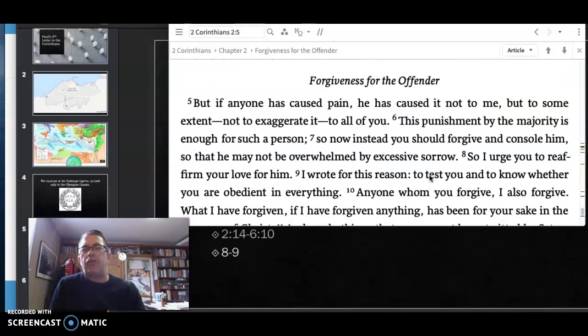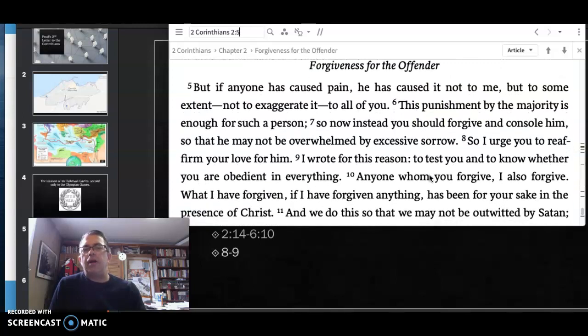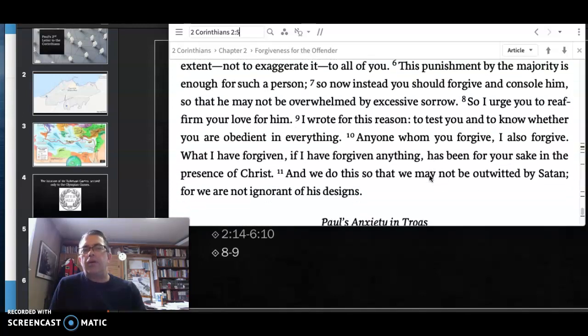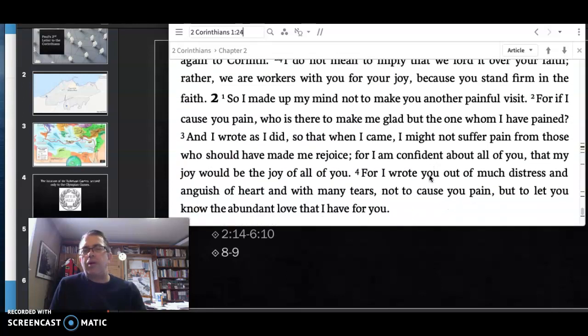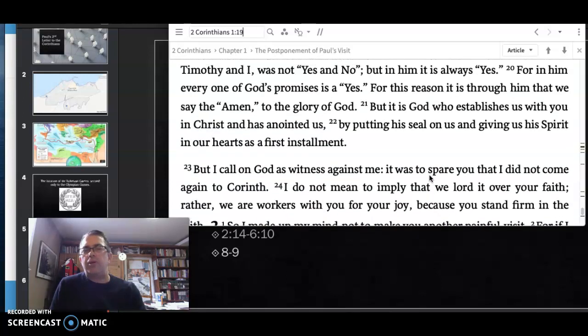And if anyone has caused pain to me, he's talking about this declension. Scholars think, well, this looks pretty big.